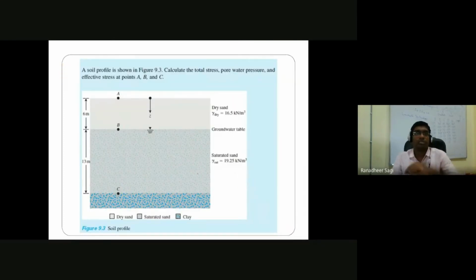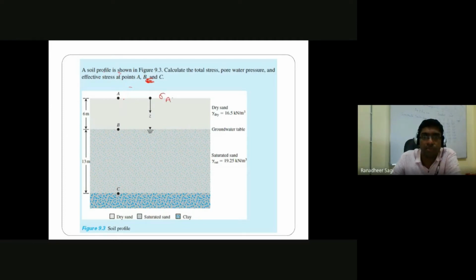So next, let us move ahead in solving another problem. At point A, point B, and point C, you are required to calculate the total stress, pore water pressure, and effective stress values. So if I am required to calculate these at different points like A, B, and C, how do we do it? Whatever we have seen earlier, in the similar way we will try to solve it. Let me try and solve it here itself.